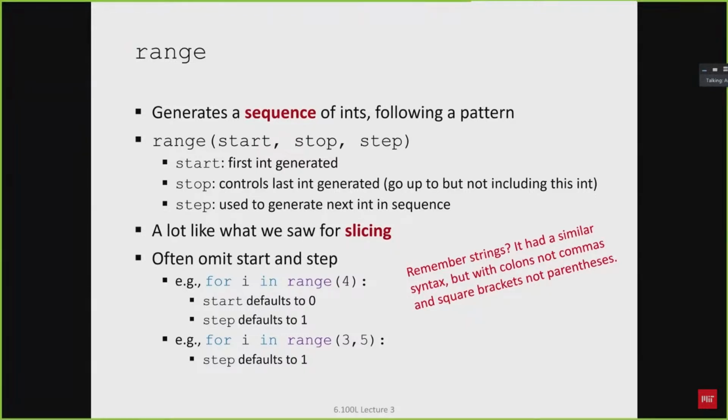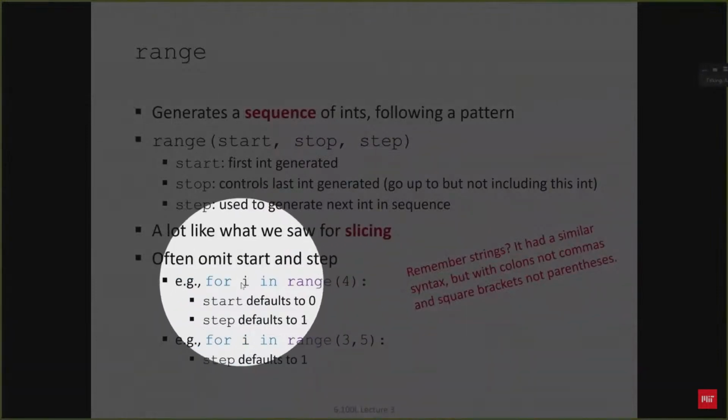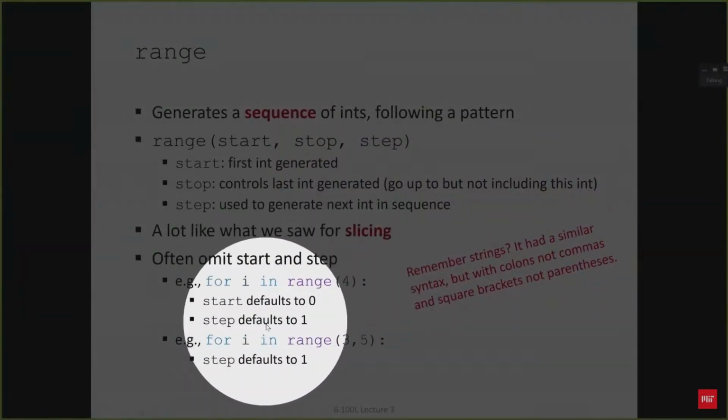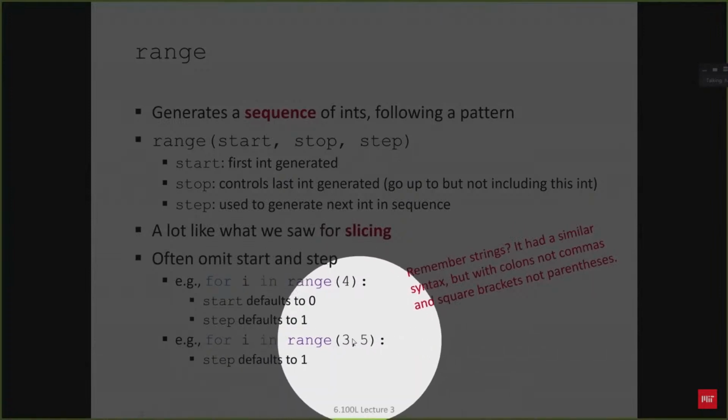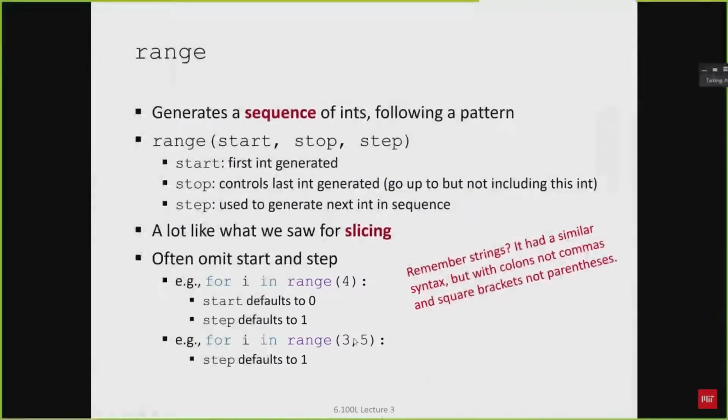But it's the exact same idea. Here we're generating numbers, actual integers that we want a loop variable to take on. So if we omit start and step, start by default is 0 and step by default is 1. If we omit step, by default it will be 1. So here, i in range(4), the variable i will take on the values 0, 1, 2, and 3. i in range(3, 5), i will take on the values 3 and 4. So we go up to, but not including the 5.